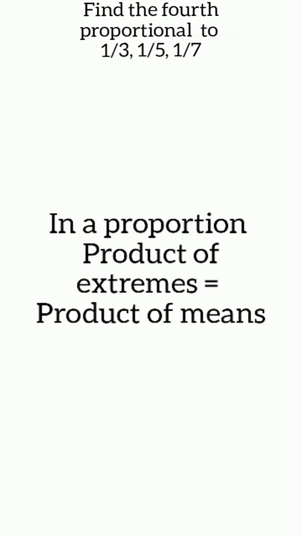Consider the question. Find the fourth proportional to 1 by 3, 1 by 5 and 1 by 7. Here we need to find out the fourth proportional. And we know that four numbers A, B, C, D are in proportion if A is to B is equal to C is to D. And we also know that in a proportion, product of extremes is equal to product of means. So here we need to find out the fourth proportional. We don't know the fourth proportional, so we can take it as x. Let x be the fourth proportional.